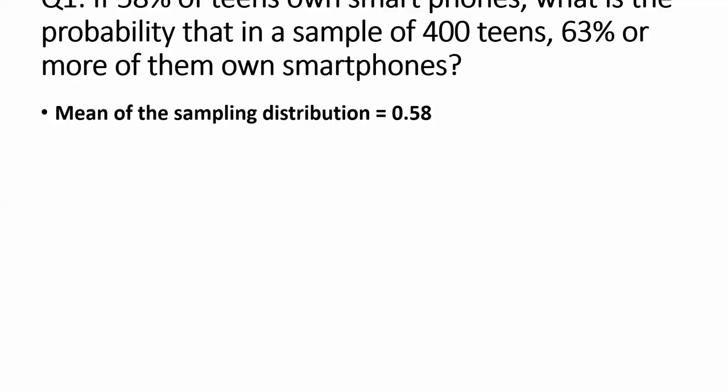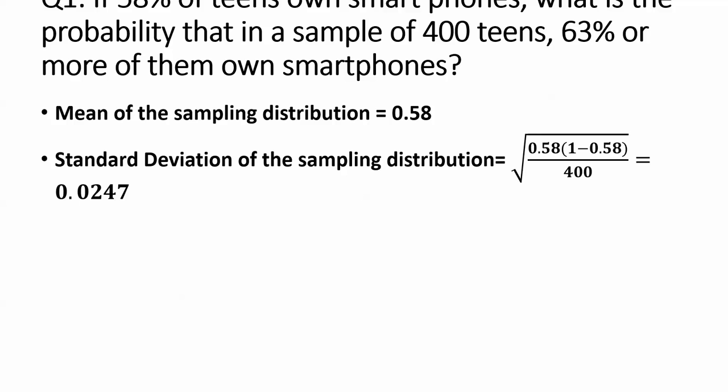The mean of the sampling distribution is just the population proportion, and that's 0.58 if 58% own them now. The standard deviation of this sampling distribution is given by our formula, square root of p(1 minus p)/n, and in this case that's 0.0247. So now we need to find the z-score that goes with 0.63. Well, here it is: 0.63 minus the mean 0.58 over the standard deviation 0.0247 equals 2.